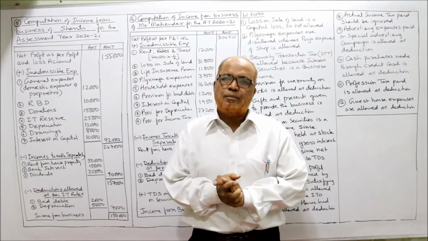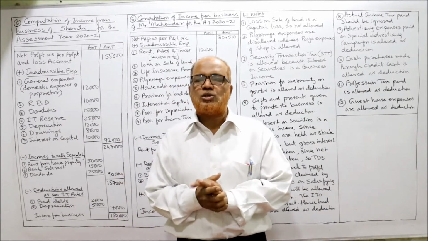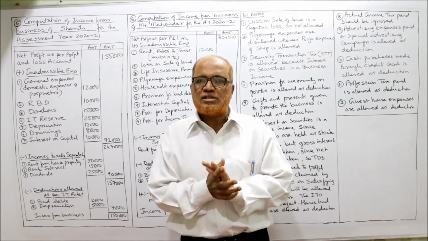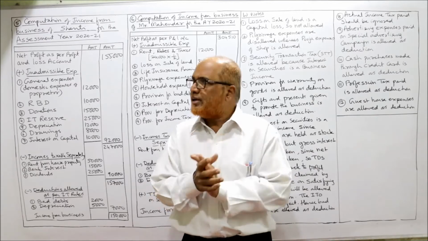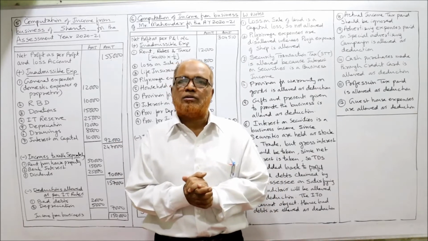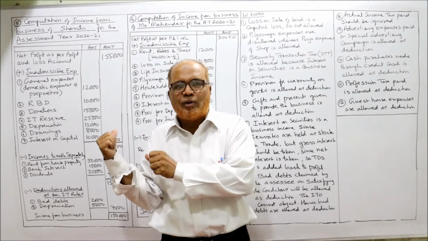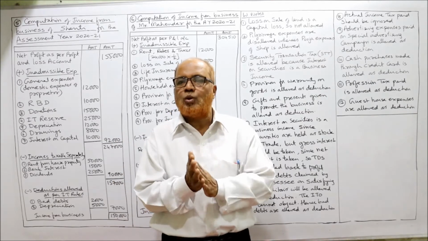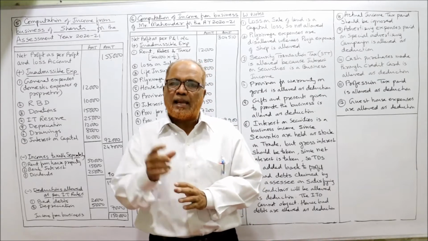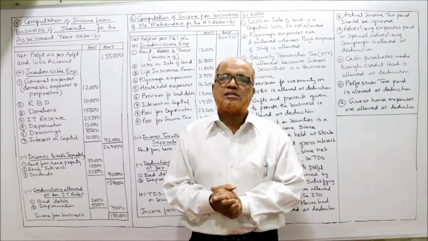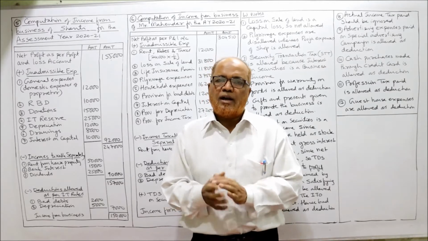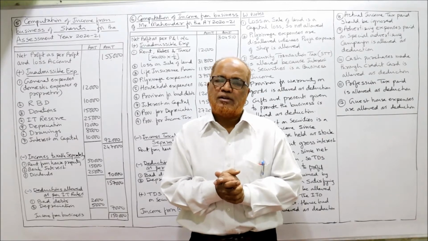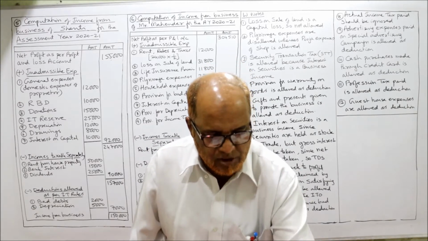First video is very important on this profits and gains of business and profession. On introduction I have given, so complete provisions I have explained. Then I have already solved some 4 problems on this computation. So watch the earlier videos, then only you will be able to understand this. If you have not watched, I suggest you go to the playlist of my channel. Select the subject Income Tax 1 for the assessment year 2021 and watch the video on profits and gains of business or profession. Then we'll continue with the next problem.